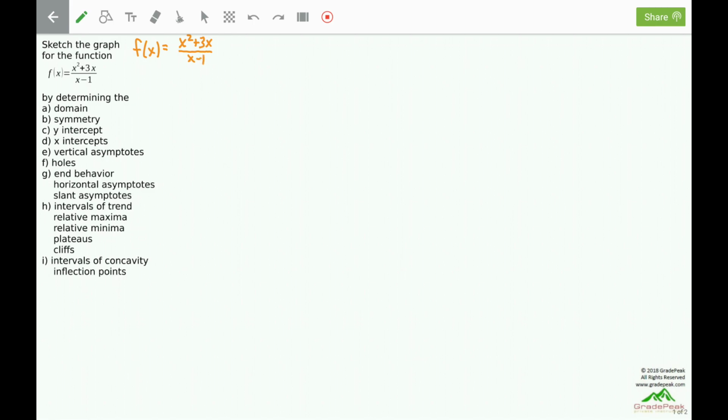So it has a denominator. The numerator can be factored. There is a common factor of x. Factoring that out will leave behind x plus 3. The denominator does not factor at all, and it will remain as x minus 1.